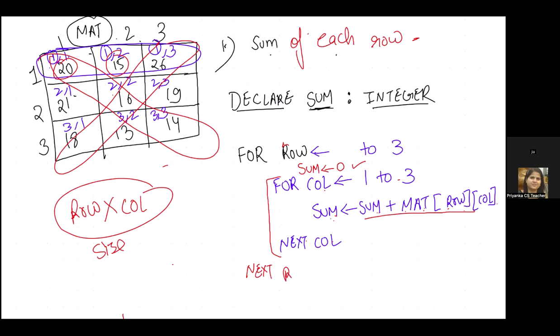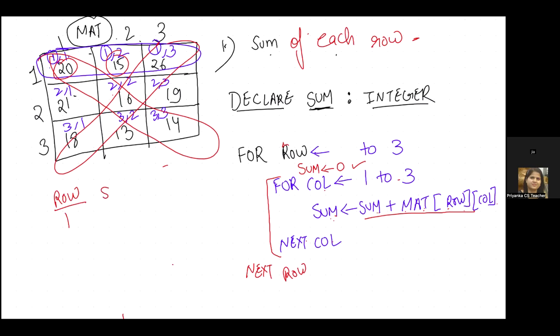In that case, what will happen? When your row is 1, sum is 0. And then the column loop will run completely for 1. So for 1 means 0 plus mat of 1, 1. Then column is 2, so plus mat of 1 comma 2. Then column is 3, means plus mat of 1 comma 3. All these values are added.